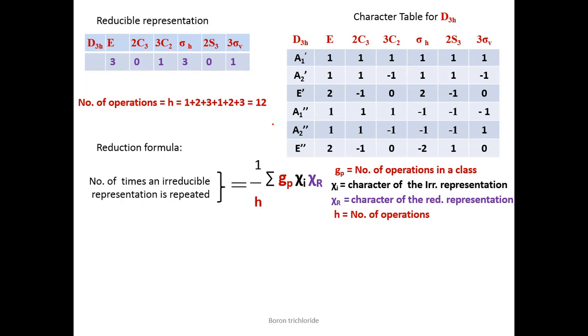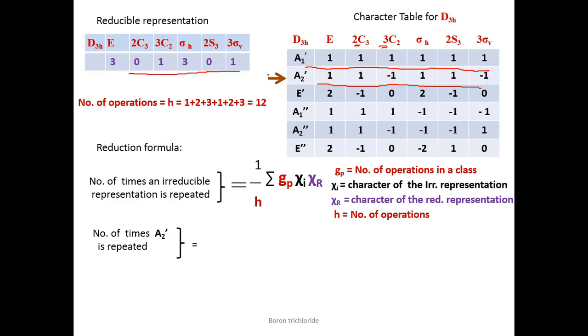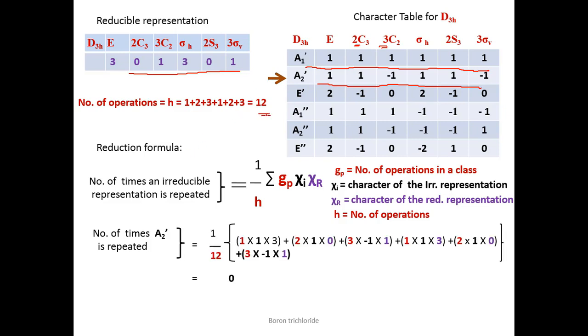If you find that, next we come to A2 dash. So you can forget all the other numbers. Now you have to focus only on A2 dash. These are the chi I values, whatever values are against A2 dash. These are the GP values. And these are the reducible representation chi R values. Using the formula, H is 12, you get 0. That means A2 dash is repeated 0 times. It's not present at all.